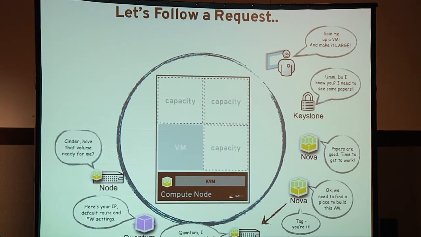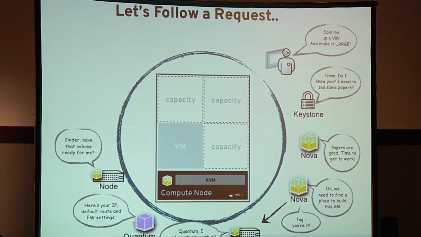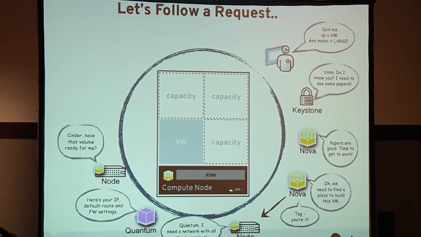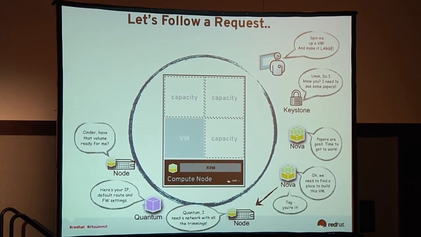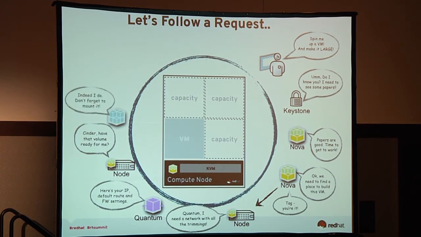The Nova component on the hypervisor then says, Cinder, do you have that volume? Is it ready? So it sends a message to Cinder. And Cinder says, indeed I do. Don't forget to mount it. Okay? And this is where all the iSCSI traffic magic happens underneath the layers, right? So this is now, you have a virtual machine, you have an iSCSI connection, but you're not fully baked yet in terms of having a virtual machine ready.